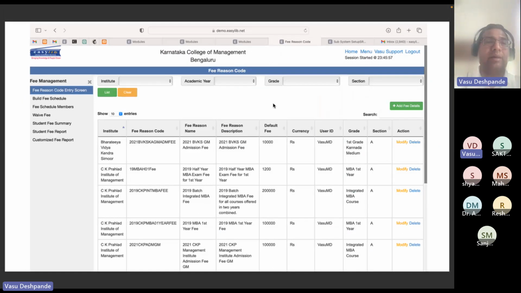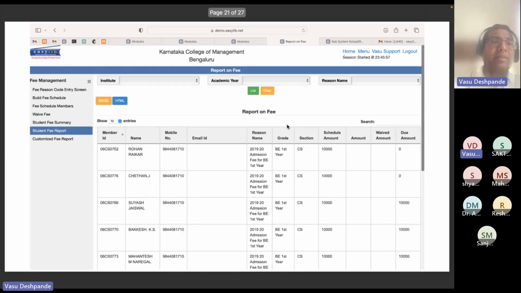Here is sample data. So here the institute, you define the different fees for this particular fee reason. What is the amount? What is the currency? And what is it set for? What grade you are setting? So for your different grades, right? Different batches, different courses, sections, you can define the fee structure here.